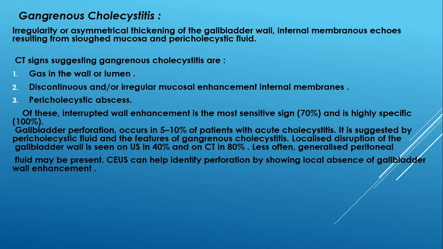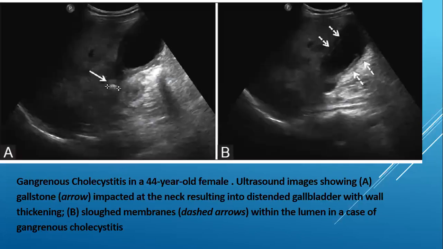Perforation occurs in 5 to 10% of patients with acute cholecystitis. It's suggested by pericholecystic fluid and the features of gangrenous cholecystitis. Localized disruption of the gallbladder wall is seen on ultrasound in 40%, on CT in 80%. Less often, generalized peritoneal fluid may be present. Contrast enhancement ultrasound can help identify perforation by showing local absence of gallbladder wall enhancement.